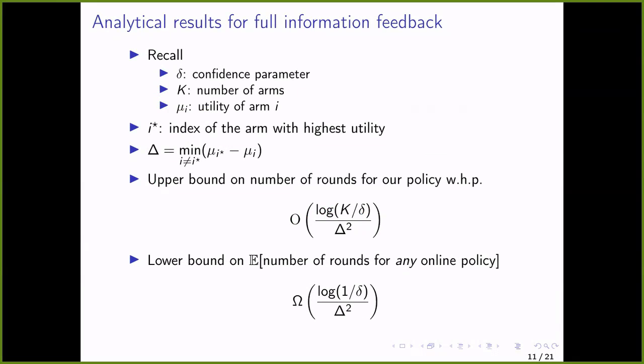Our first analytical result is an upper bound on the number of samples needed for our algorithm. We see that the upper bound scales as log k by delta square, where k is the number of arms. Our next analytical result provides a lower bound on the expected number of samples needed by any online policy. We see that the lower bound scales as 1 by delta square. We thus note that our policy is suboptimal by at most a log k factor, and it has order optimal performance with respect to the confidence parameter delta.